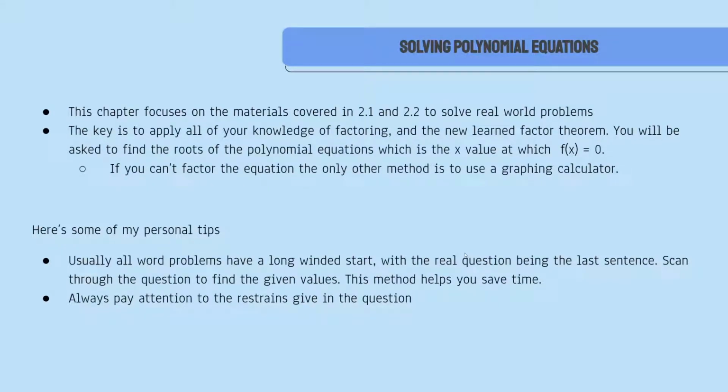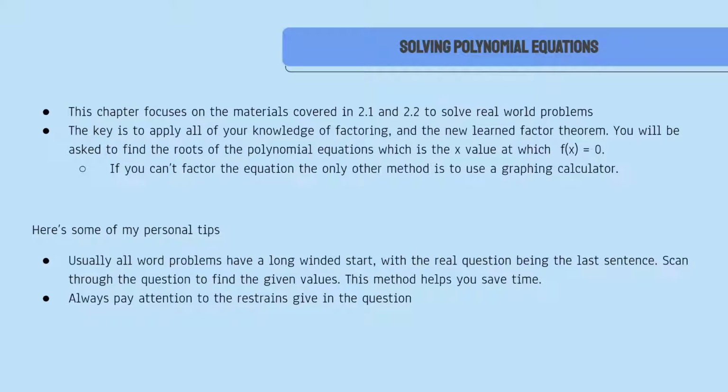Solving polynomial equations. In this chapter, as I said, we'll be focusing on chapter 2.1 and 2.2 combined to solve real-world problems. They might not be the real-world problems you're thinking about, but they definitely do happen in real life, so that's what this chapter is for. So the key here is to apply all the knowledge you gained from factoring and the newly learned factor theorem to solve these problems. You will likely be asked to find the roots of the polynomial equations, which is again the value of x for which f of x is equal to 0.